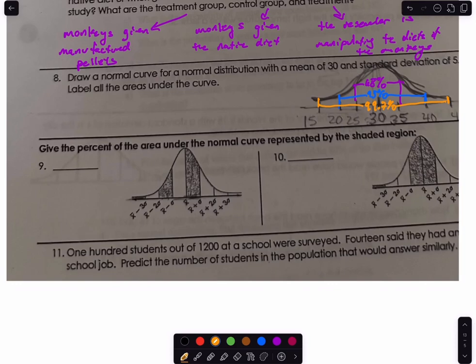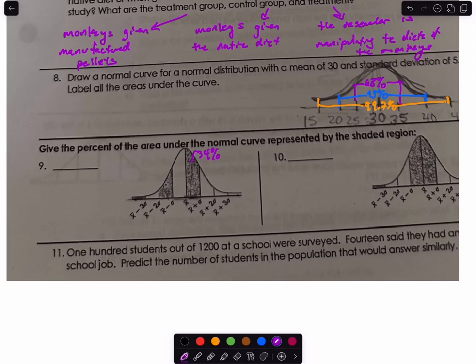Okay, give the percent of the area under the curve represented by the shaded regions. So again, here's our average, and plus or minus 1 standard deviation will be from here to here. Normally that would be 68, but it looks like we only have half of it. So half of 68 is 34%. So this guy should be 34% right there.